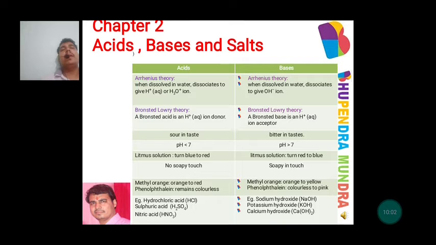Methyl orange turns orange to red with acids and orange to yellow with bases. Phenolphthalein remains colorless with acids and turns colorless to pink with bases. Examples of acids are HCl, H2SO4, HNO3, that is hydrochloric acid, sulfuric acid, nitric acid. The bases are NaOH, sodium hydroxide, KOH, potassium hydroxide, and calcium hydroxide, Ca(OH)2.